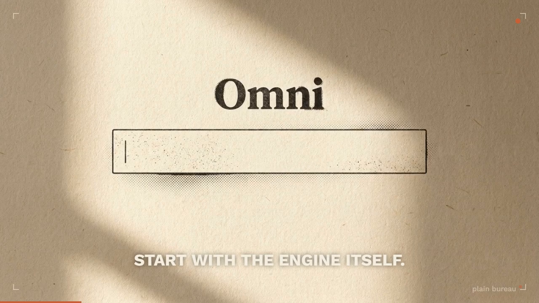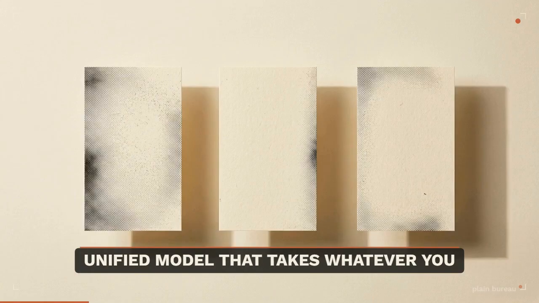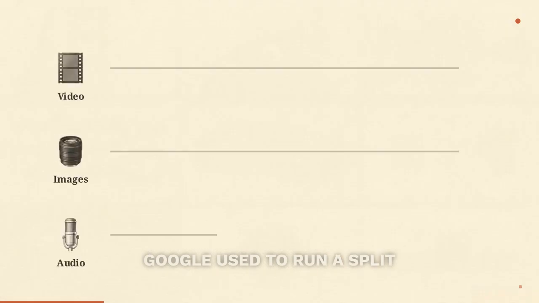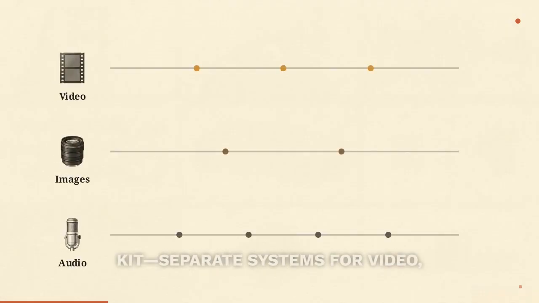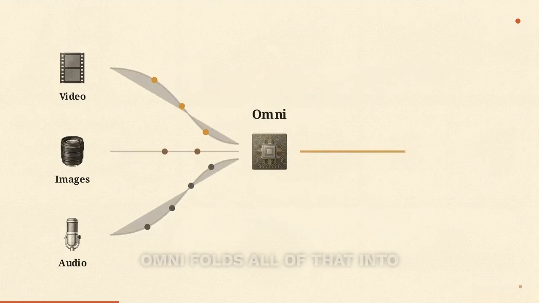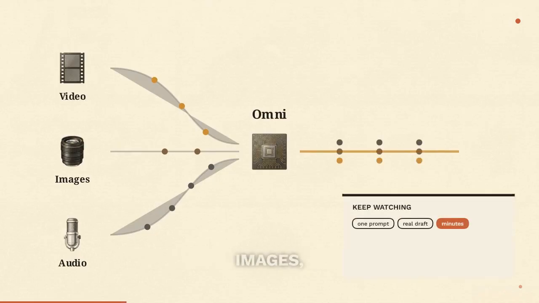Start with the engine itself. Gemini Omni Flash is a single, unified model that takes whatever you already have, a text prompt, a photo, or a voice memo, and turns it into a finished video up to 10 seconds long. Google used to run a split kit, separate systems for video, images, and audio. Processing them separately meant the pieces didn't always line up. Omni folds all of that into a single node, reasoning across text, images, and sound at exactly the same time.